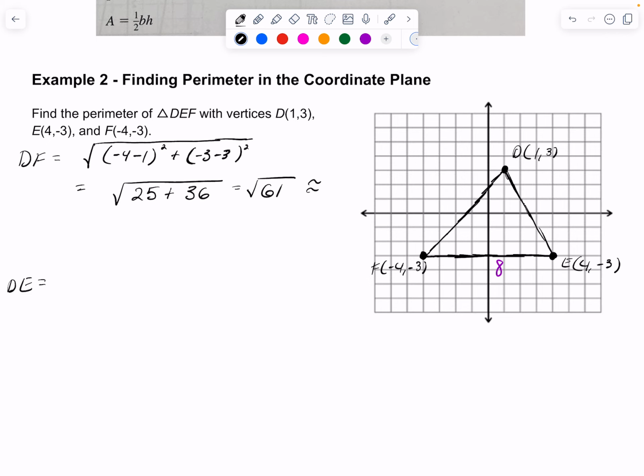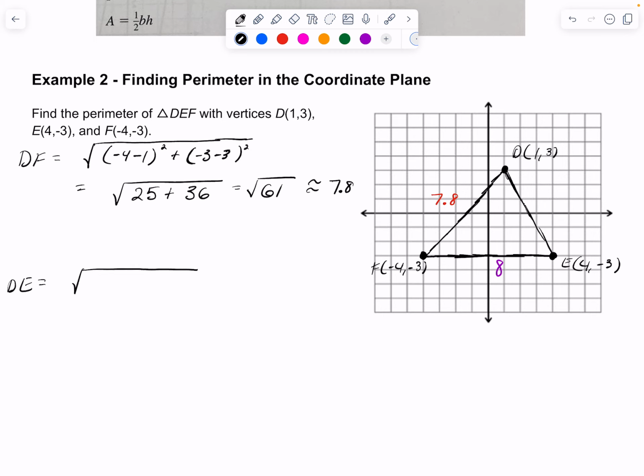So that's going to be the square root of 61. Let's get an approximation for the square root of 61. An approximation for the square root of 61 is 7.8 to the nearest tenth. So that is our side DF, and that is how long that one is. So if you wanted to write it, you could: approximately 7.8 units.